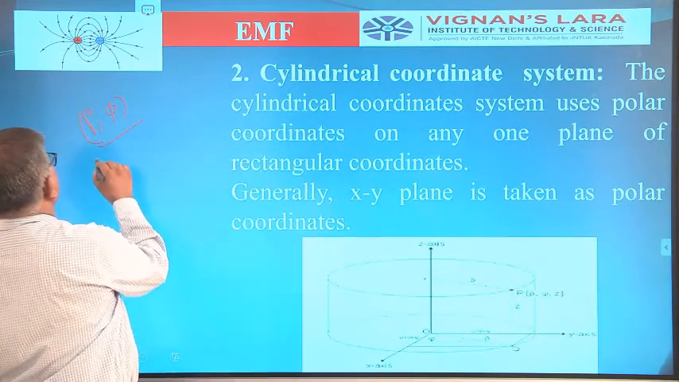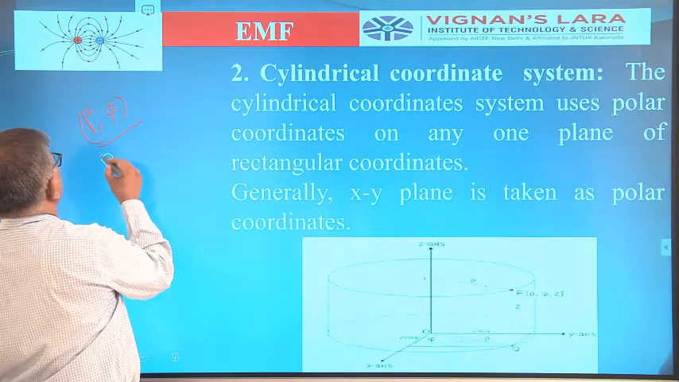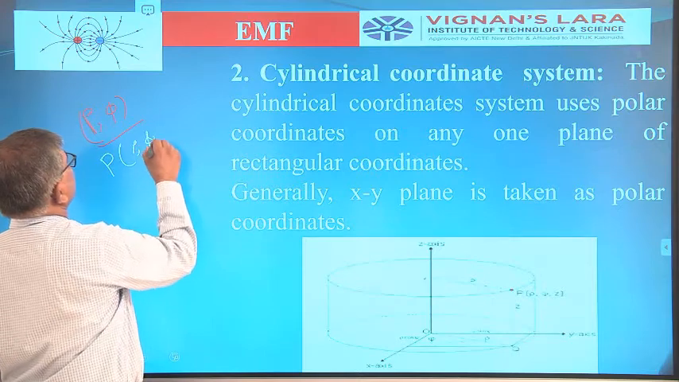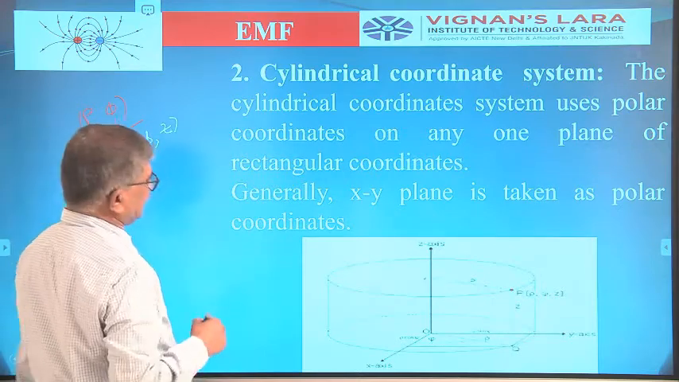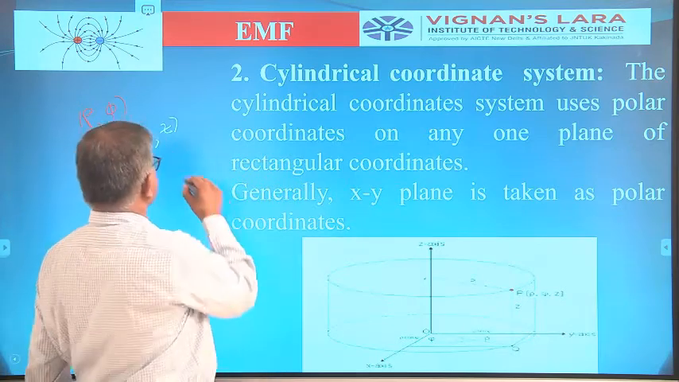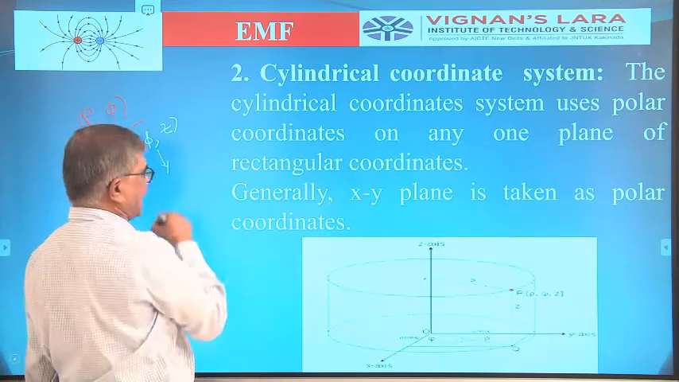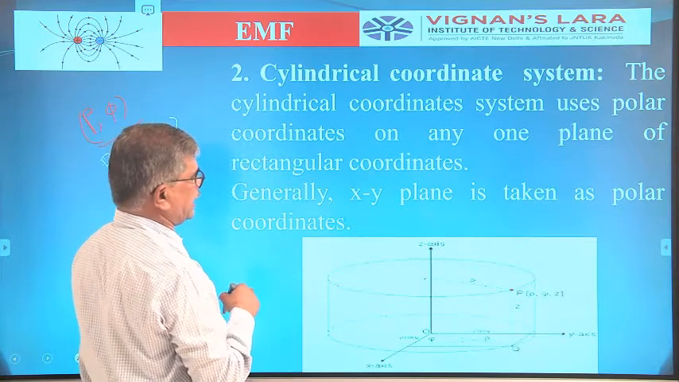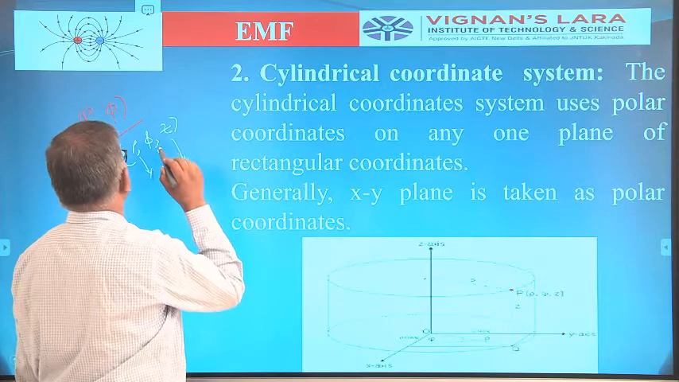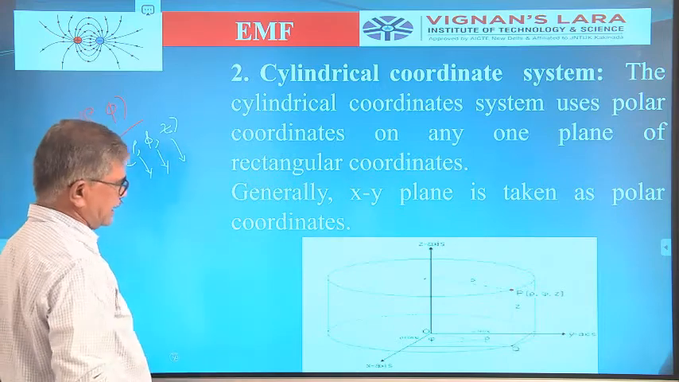Consider a point P on the cylindrical coordinate system, P of rho, phi, z, where rho is the radius of the cylinder, phi is the angle from the x-axis to the point, and z is the height of the cylinder.